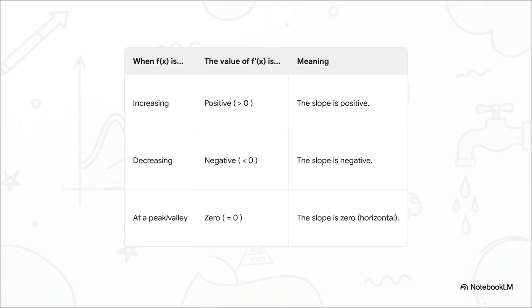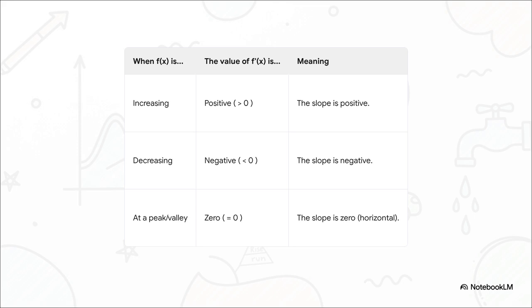Its value is negative. And here's the absolute coolest part. At the very top of that hill and the very bottom of that valley, the tangent line is perfectly flat. The slope is 0. And where's the derivative graph at those exact points? It's crossing the x-axis.